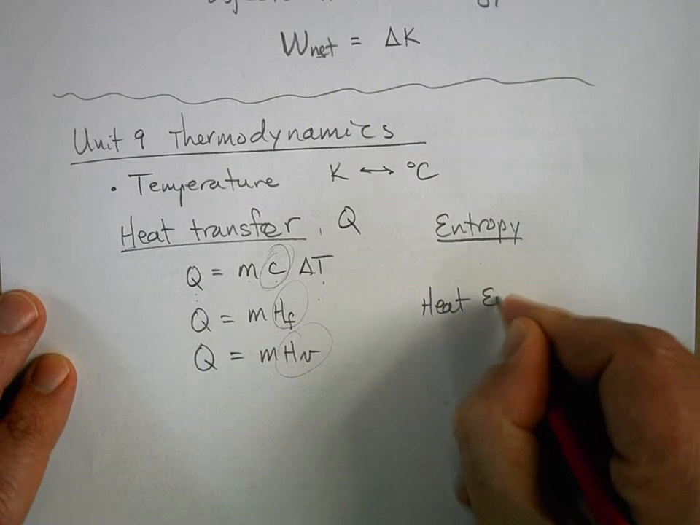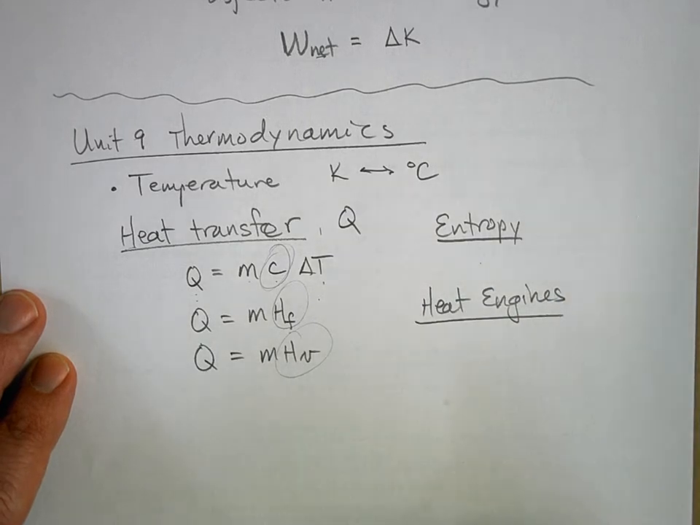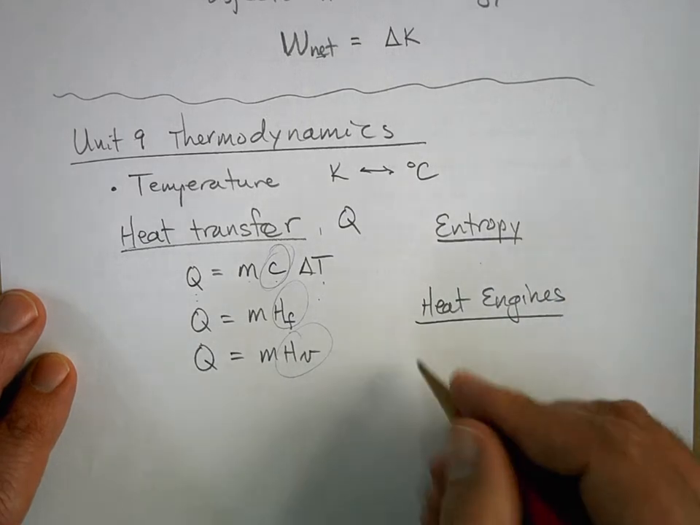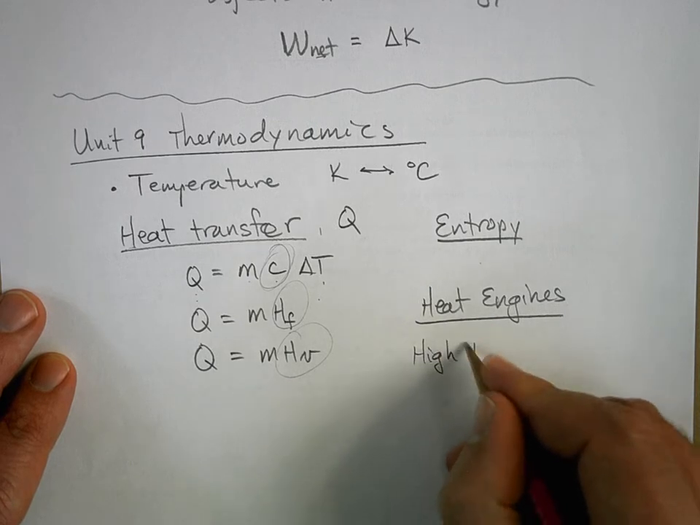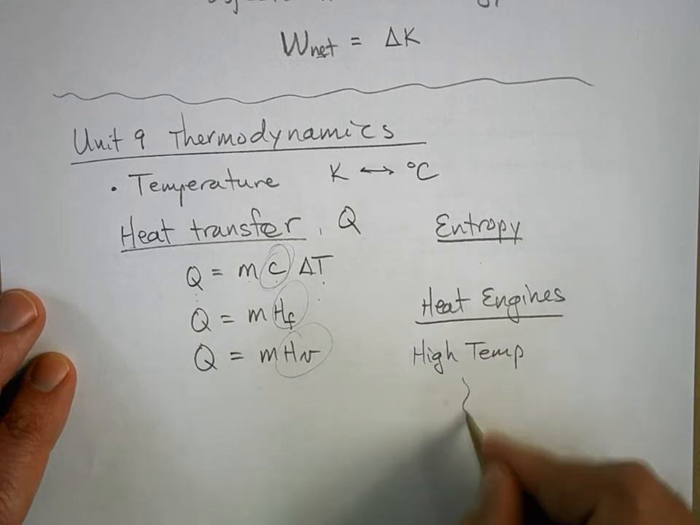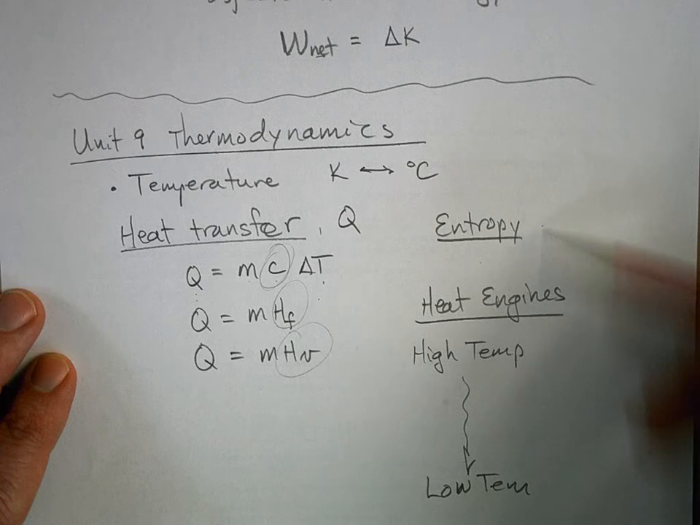Review heat engines. Heat always flows from a high to low temperature. Heat will flow from high temp to low temp. This is another way of saying that entropy always increases.